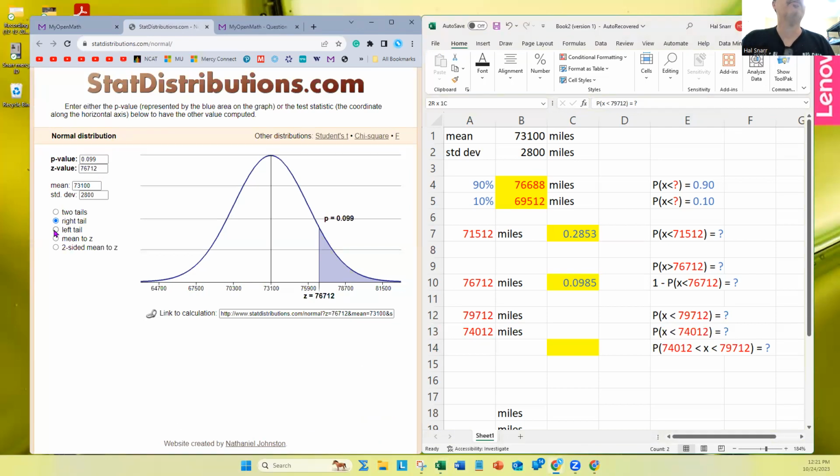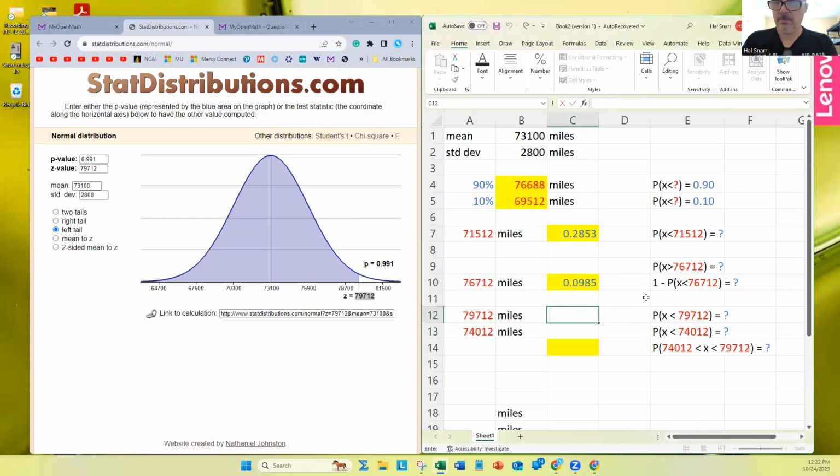So I got to change this to left tail, and I got to change this to the bigger value, 79,712. See that? So the probability of being less than this number is 0.991. I'm going to type it in here temporarily. This is not the correct answer.